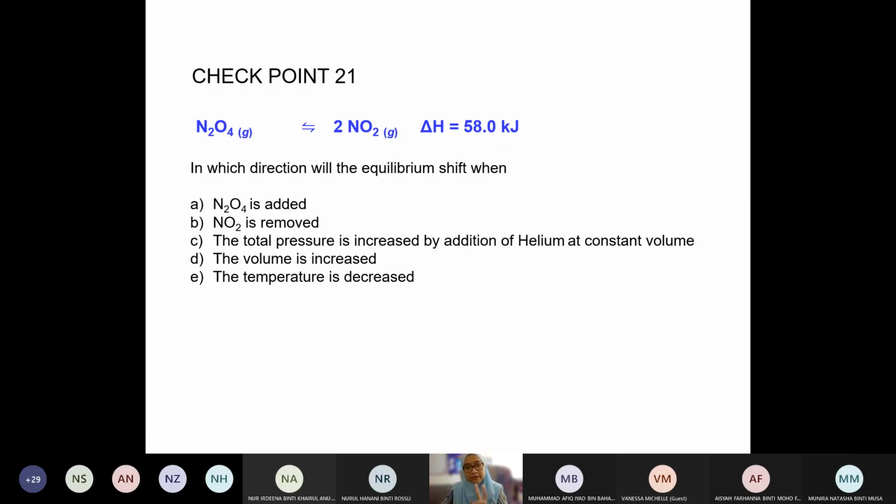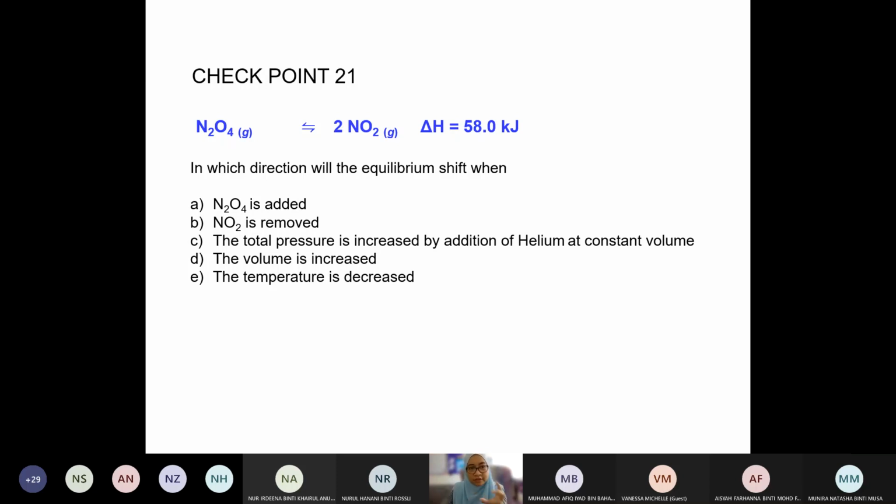Be careful, pressure dengan volume. If you are given pressure, dia senang sikit, dia direct. If you are given volume, you have to relate with pressure. At any time you have to relate volume with pressure. Tapi kalau dia bagi pressure directly, senang. Sebab kita memang nak pressure.